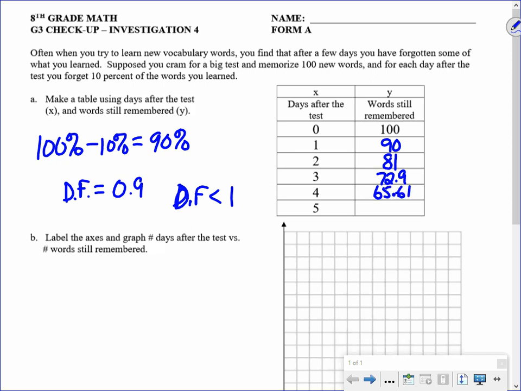Now again, these are the words you're remembering. And then the last one is 59.049. Because remember, you're multiplying the previous number times 0.9 to get this answer, and then this answer, then this answer, and so on. You're just not going down by 9, which is a common mistake.